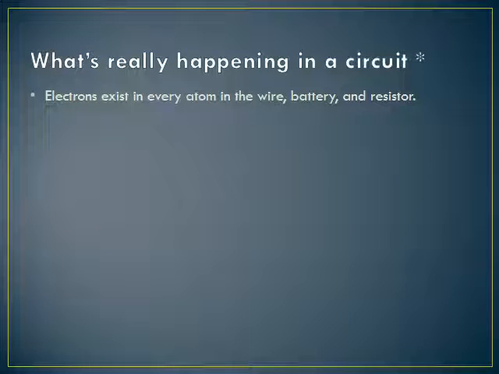First thing is that electrons already exist, okay? They're in every atom in the wire and the battery and resistor. I think that there's a misconception that the battery is making electrons, and that's not what's happening. The electrons are already everywhere inside your circuit.